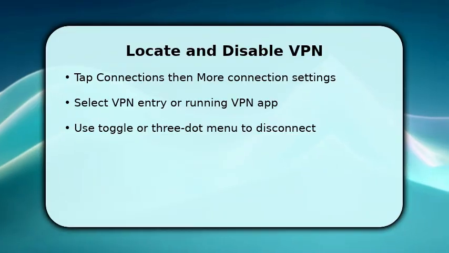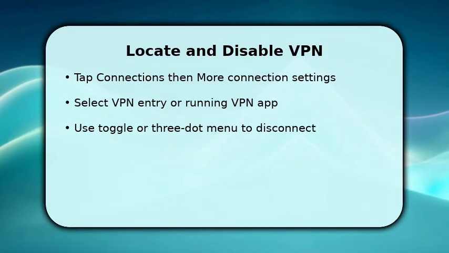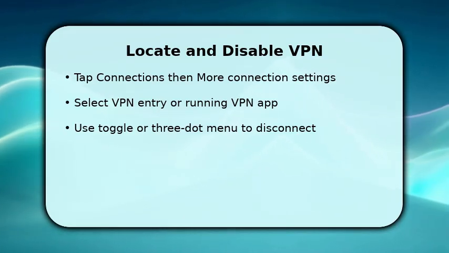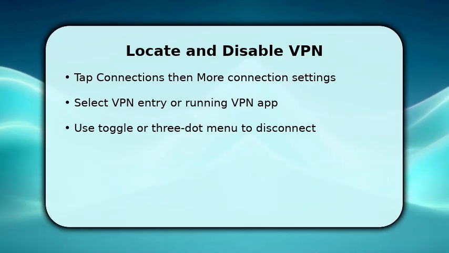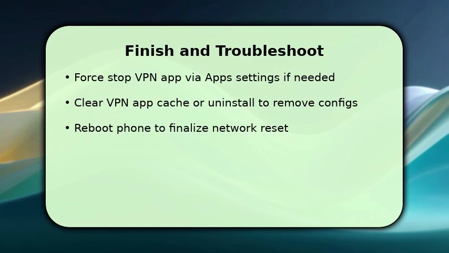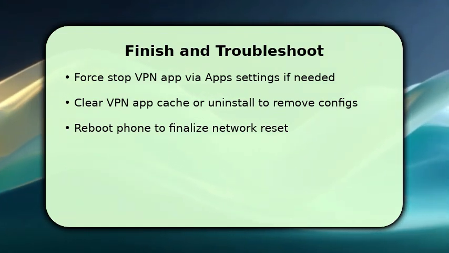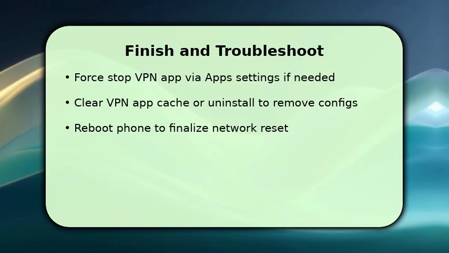If the VPN app persists, open the app itself and press Disconnect or Stop to ensure system and app-level connections both end. To finish, verify no VPN icon appears in the status bar and test connectivity by loading a web page. If the VPN reconnects, force stop or uninstall the VPN app in Settings, then Apps.